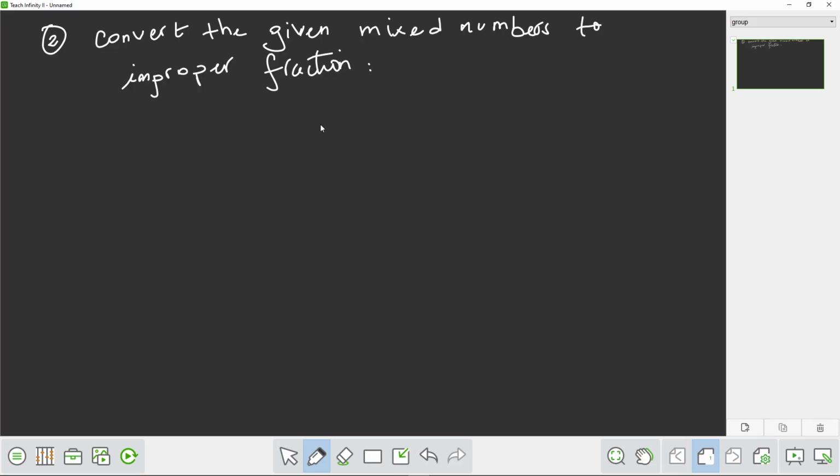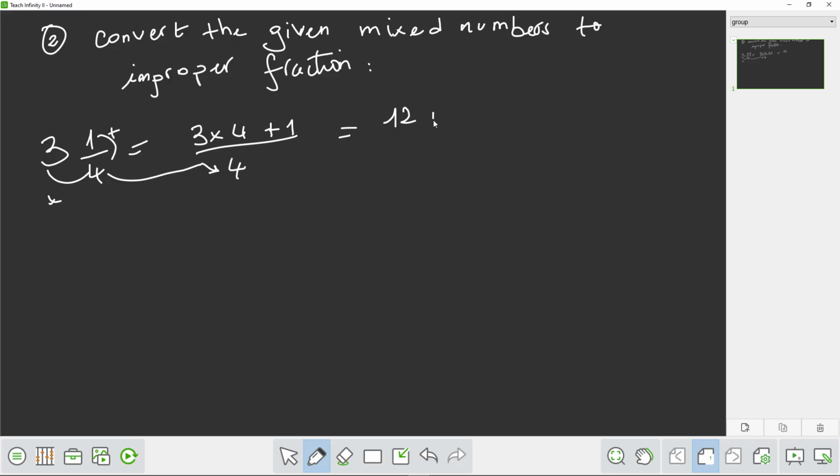Now what you do, if you want to convert it into improper fraction, just take the mixed number. Let's say 3 and 1 over 4. Now what are you going to do? You multiply this 3 by 4, and then you add 1. 3 times 4, then plus 1, over 4. Again, this 4, put it here. The answer is 12 plus 1 over 4.